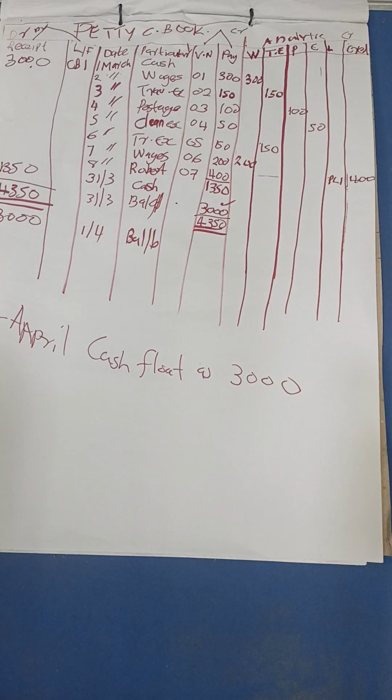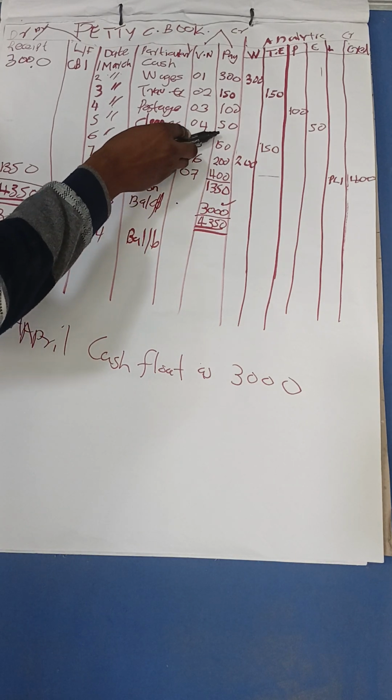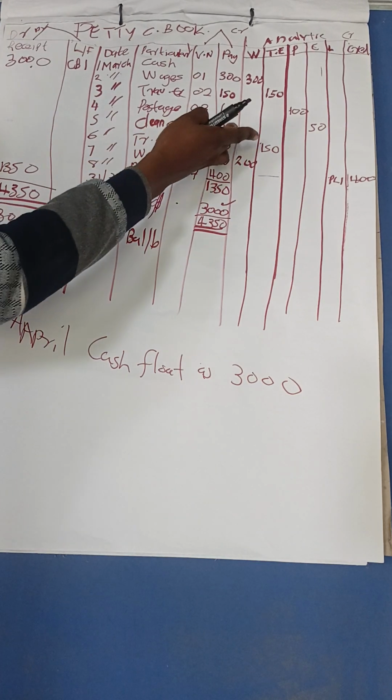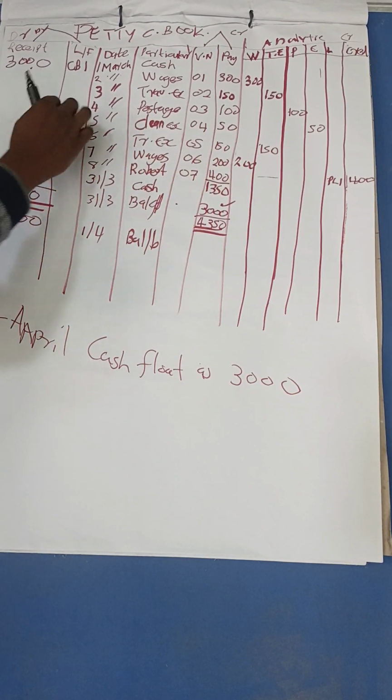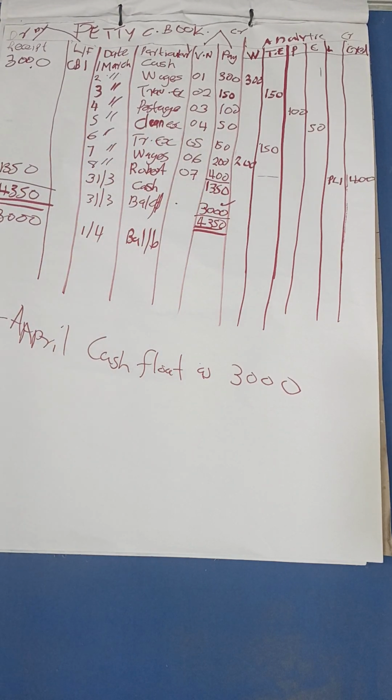So the next question I will come with is when you are making payments and maybe you are on the 5th, then you have run out of the cash float. So we'll have to balance in the middle of the month. Then we go for the reimbursement, then continue with the payments.